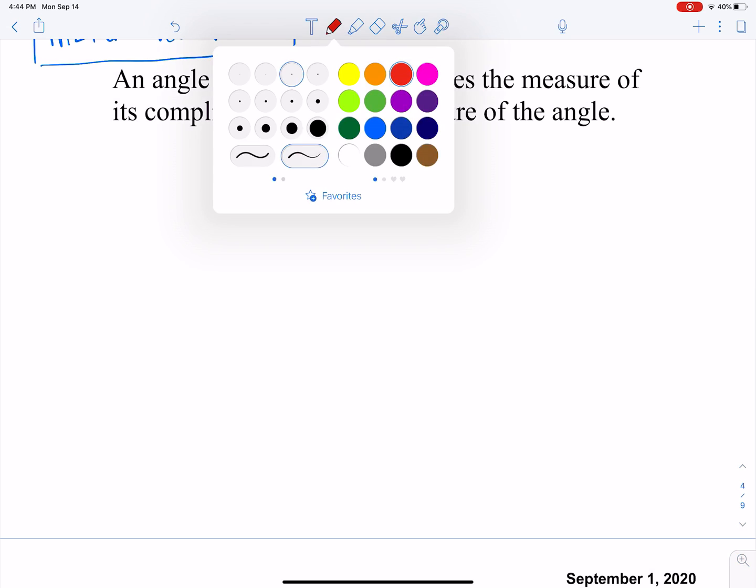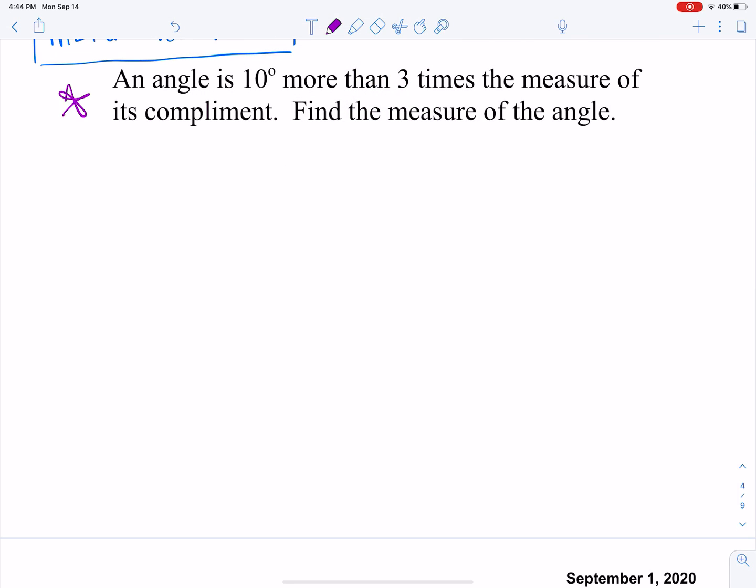This is a really, really classic question. An angle is 10 more than 3 times the measure of its complement. Find the measure of each angle.